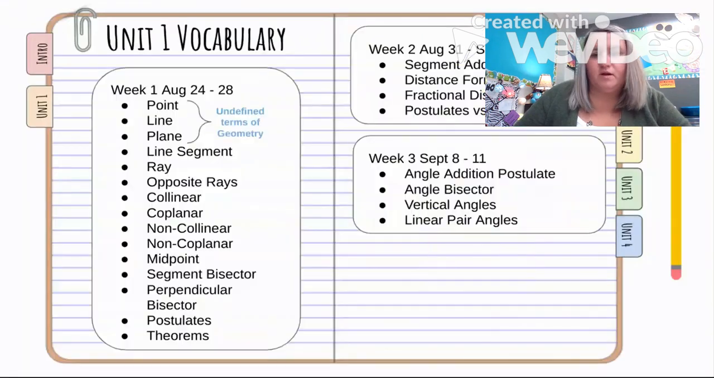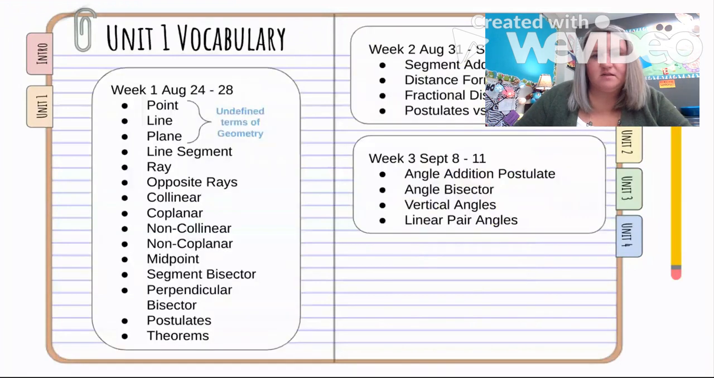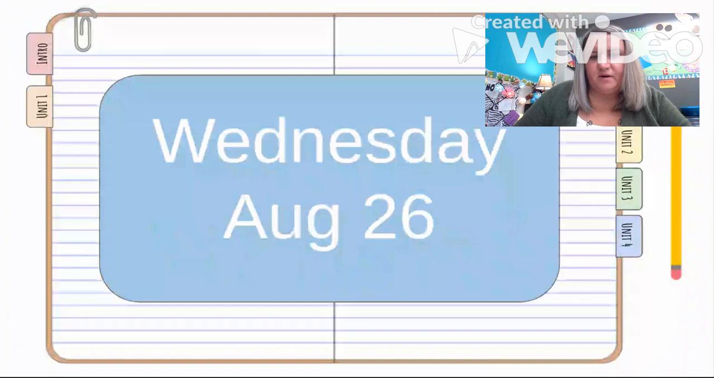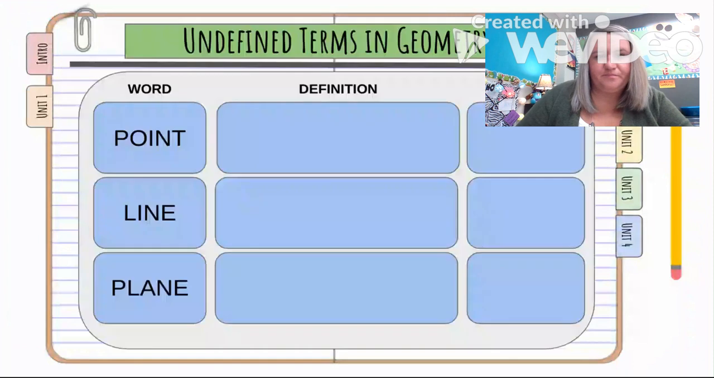So let's start with Unit 1. Unit 1 is going to be about the geometry basics. So I put all your vocabulary just in case you want to go look it up for the first 3 weeks. Today we're going to start with Wednesday the 26th. So here's your due now. I'll expect you to do this and then go ahead and submit your answers where it says submit your answers here.